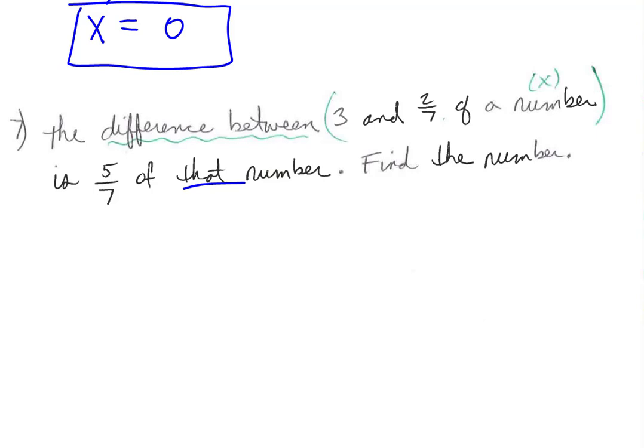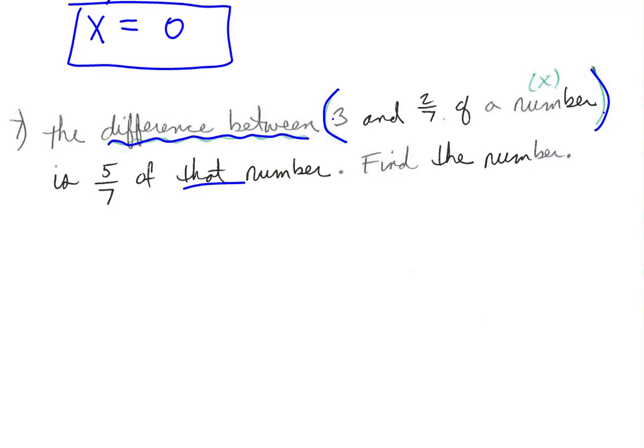When we see difference between, that's a key phrase indicating subtraction. Whenever you see that phrase difference between, it's about to show you or tell you the subtraction, which you can put in parentheses or grouping symbols. So when we see difference between 3 and 2/7 of a number, that phrase following the difference between is what's in parentheses. That's how we know what to subtract.